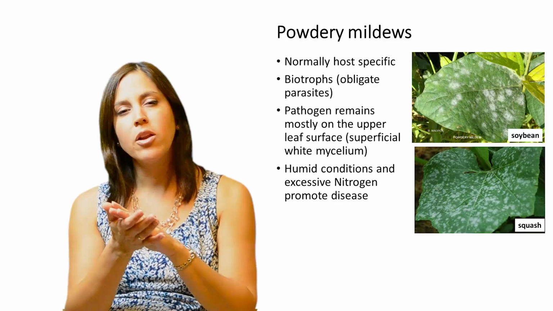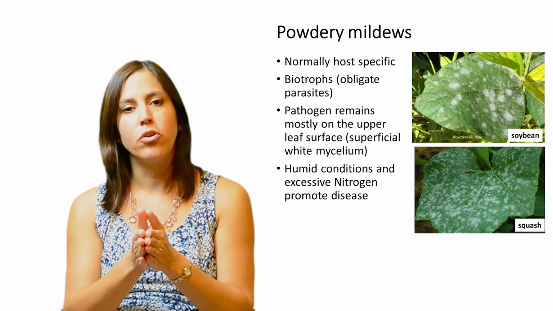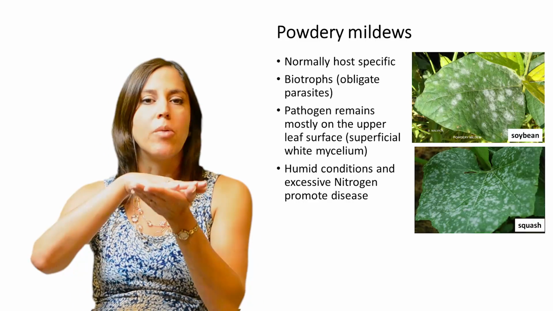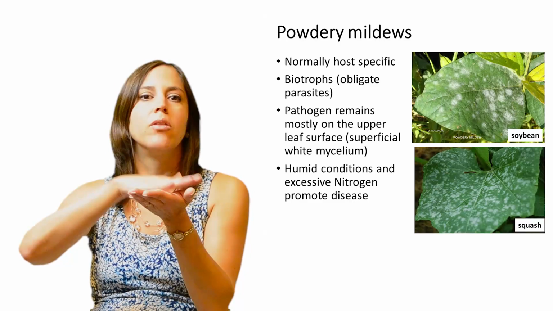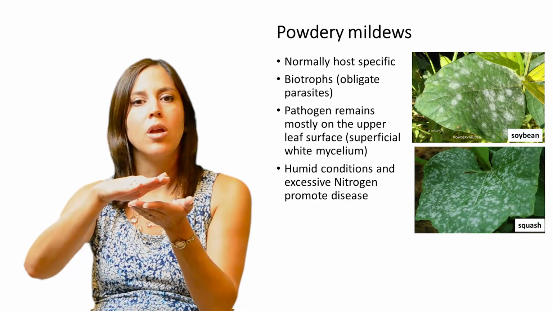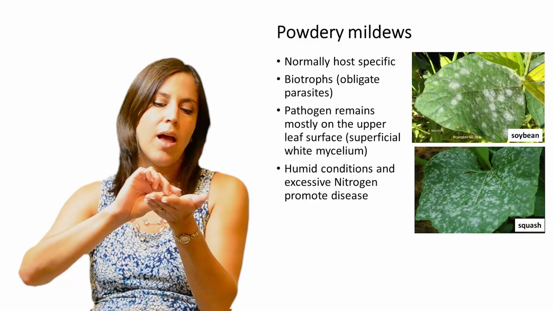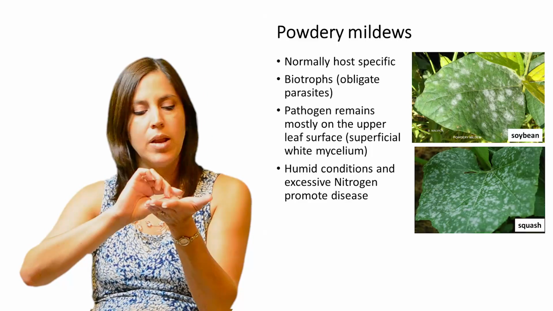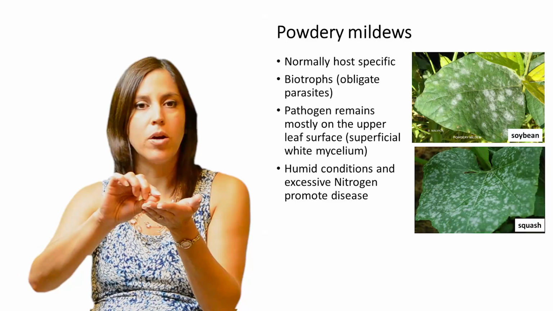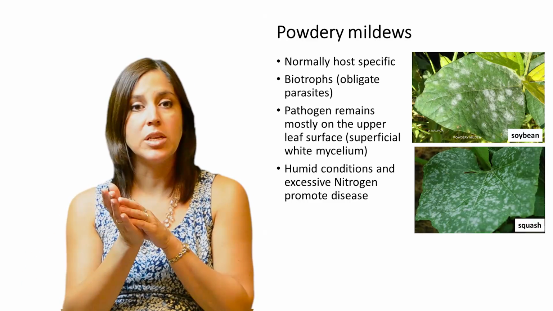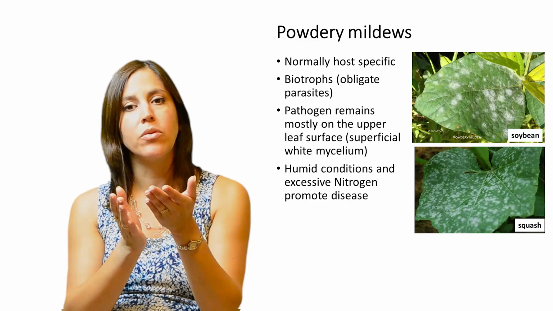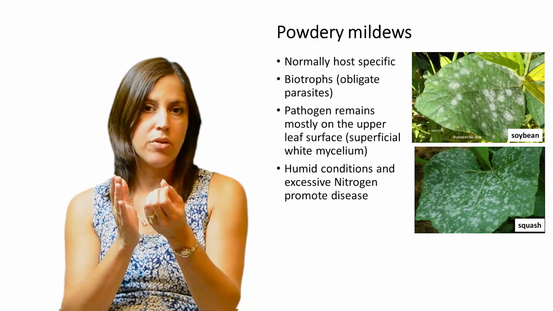And one specific characteristic about powdery mildews is that the pathogen remains on the top layer of the leaf, on the leaf surface. They usually have a very superficial white mycelium covering the top part of the leaf. And also humid conditions and excessive nitrogen promote disease. That's something very specific about this type of disease.